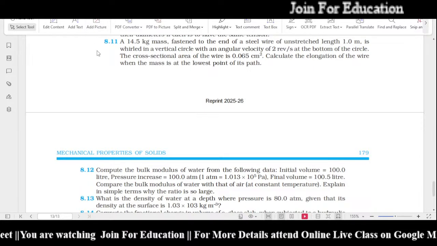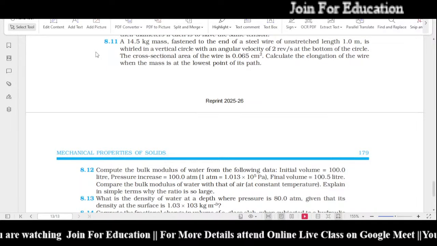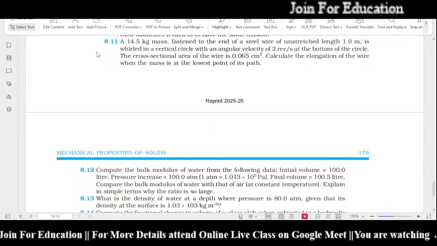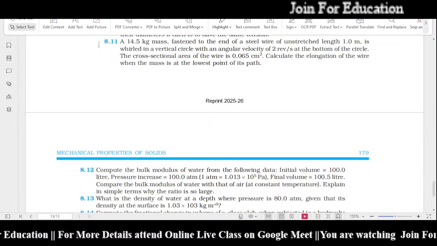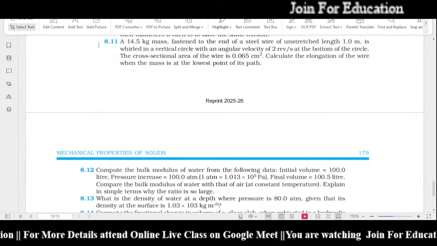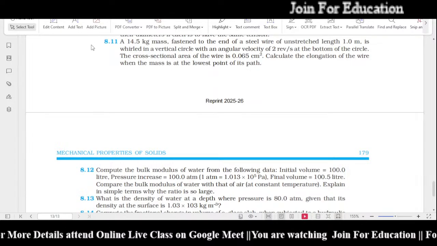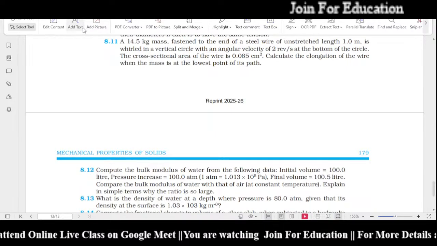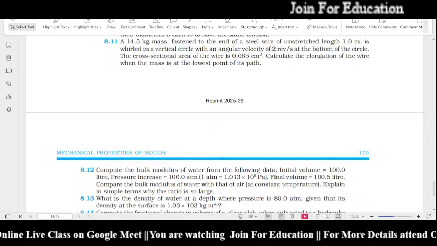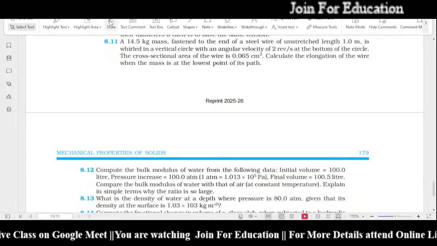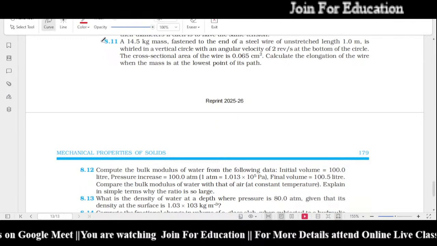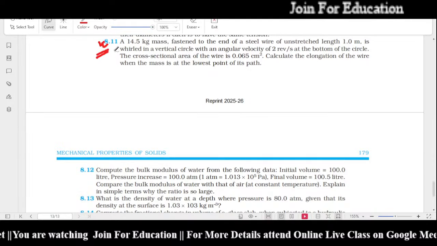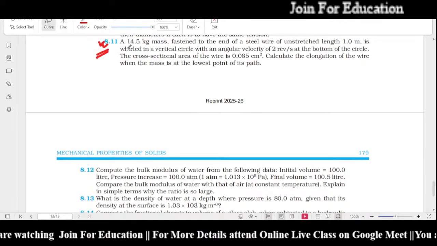In this class, I am going to solve six numerical problems of mechanical properties of solids of the NCERT textbook. Let's see the question. All of you are seeing the question on your screen. This is question number 11 of chapter 8.